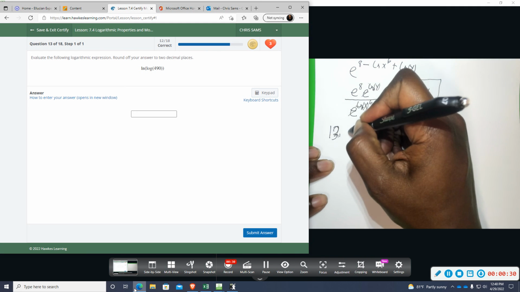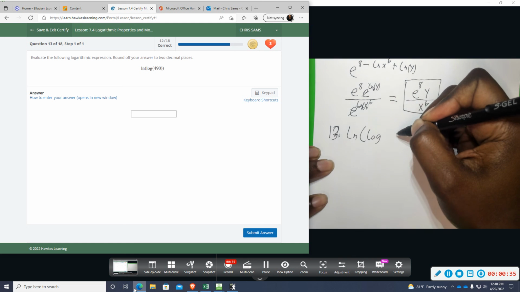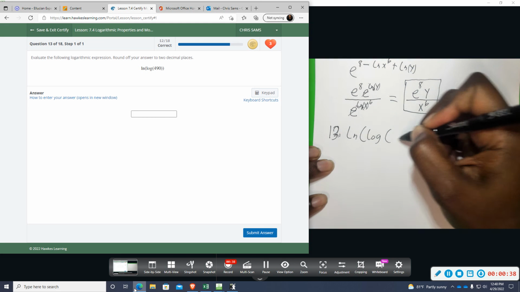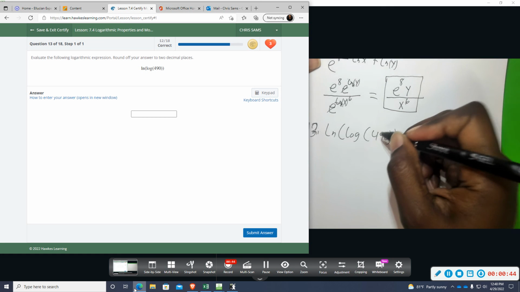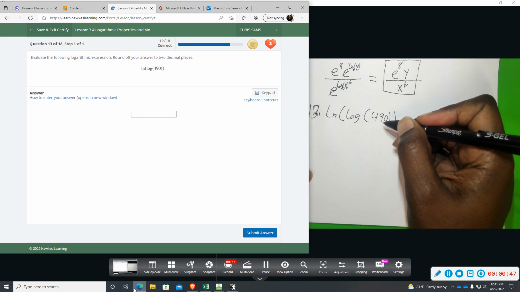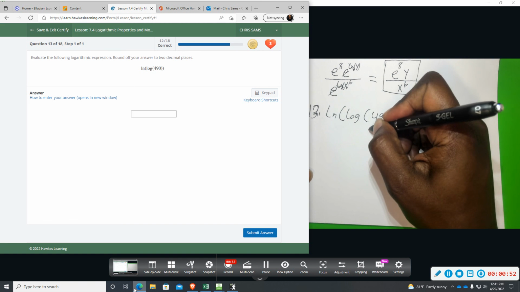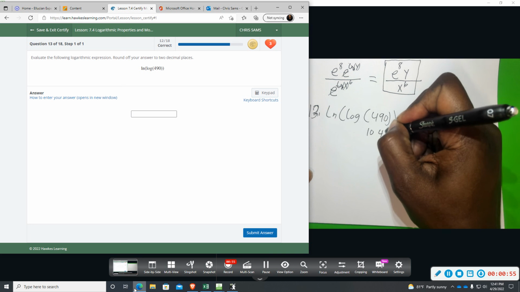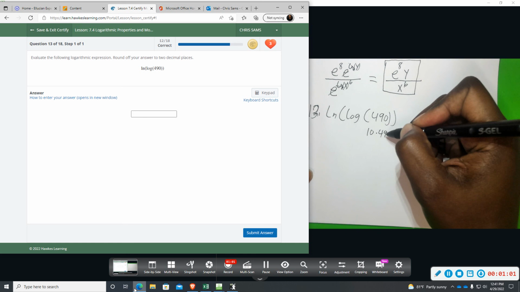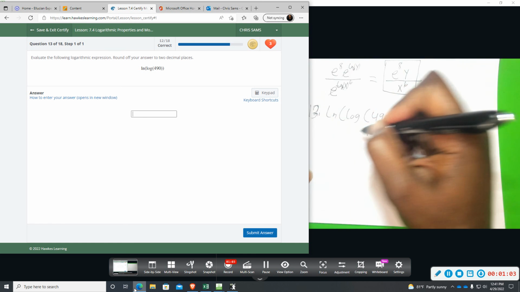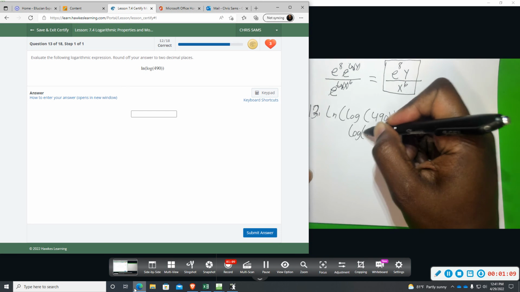We have ln, and then inside we have log, and then inside of that we have 490. If you were doing this by hand, the most you could do would be to break this 490 up. I can break it down to 10 times 49. Then I could get rid of one of the logs, but I couldn't get rid of the other one. So this would be log of 10 times 49 on the inside.